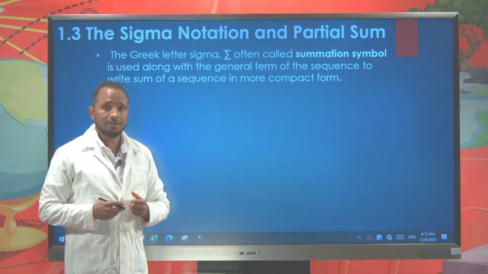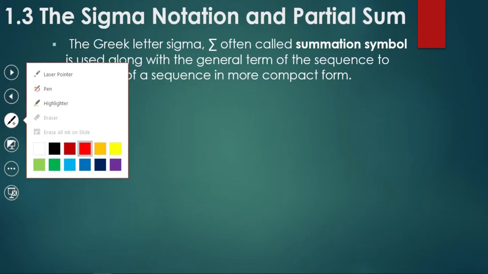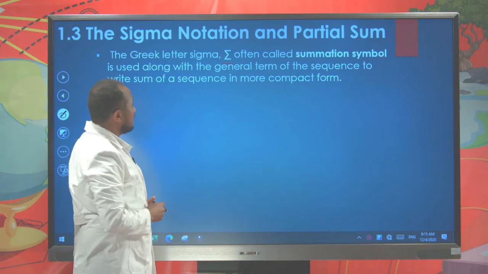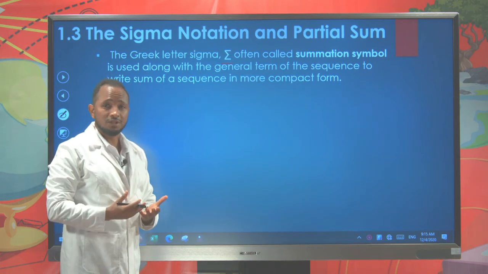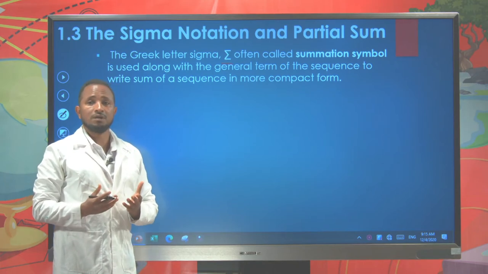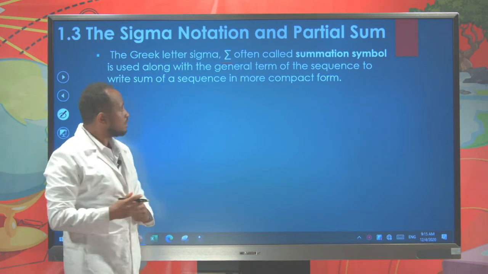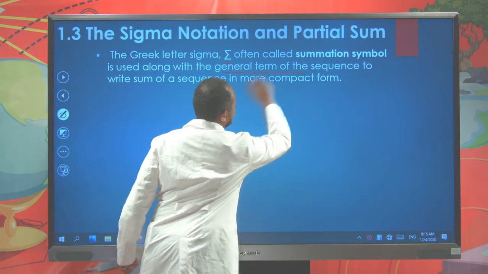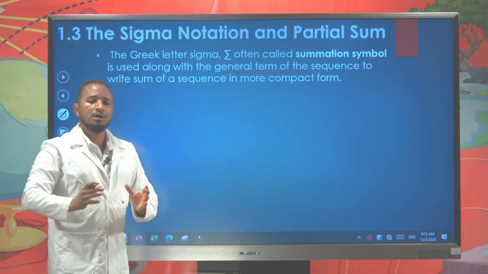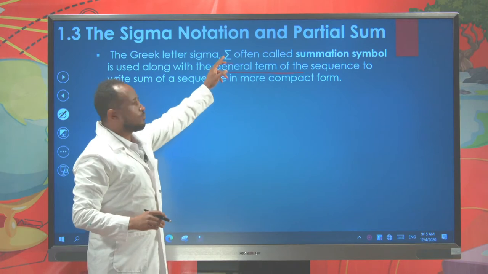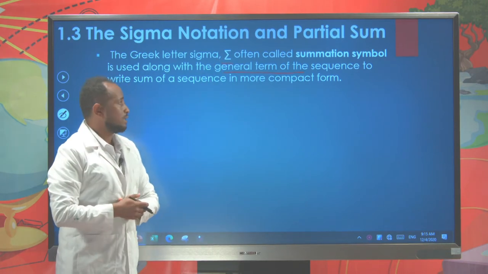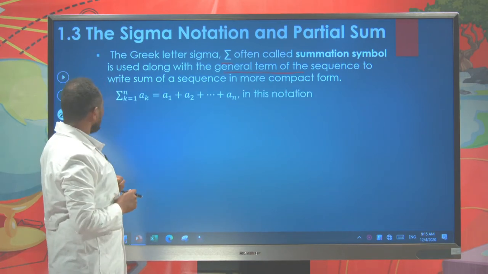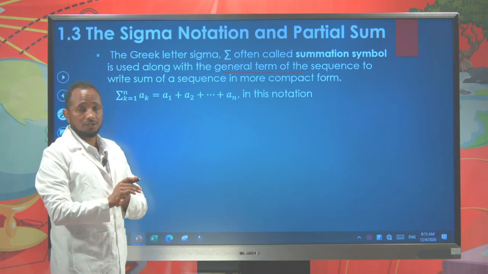The Greek letter sigma is often called the summation symbol. We use this summation notation to write sums in a very compact form. This summation symbol is used to write the general term of the sequence. You may have a general term of the sequence, and using that together with this symbol, we'll try to write the sum in a very short, compact form. So let's see how to use this summation symbol.